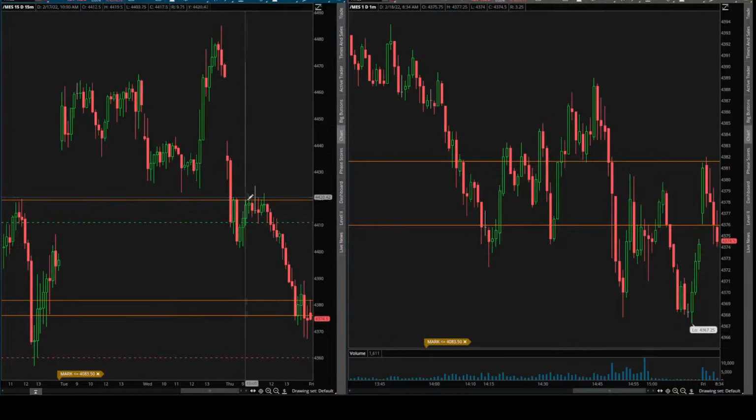But I was able to get short up in here a few times, and then later in the day, caught this one, scaled out, and wrote it down a little bit. I didn't record that one, though. But today, I feel like we continue going lower, but as usual, I'm just trying to find the best spot to do that.